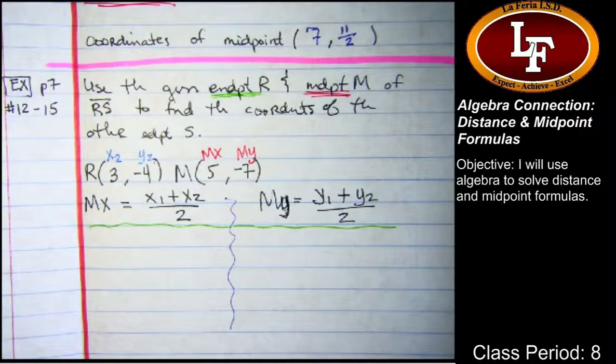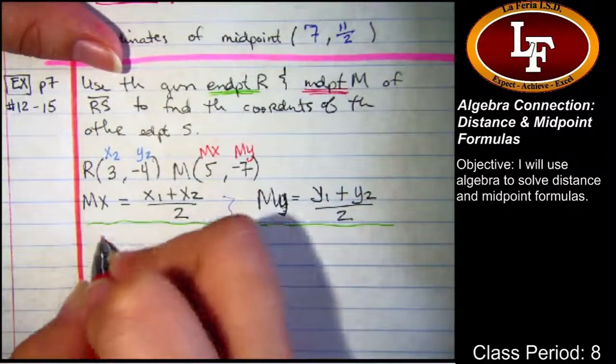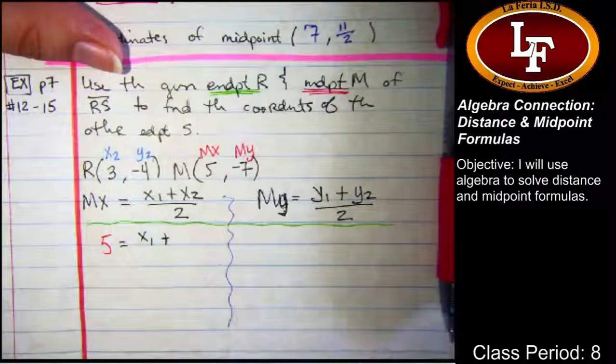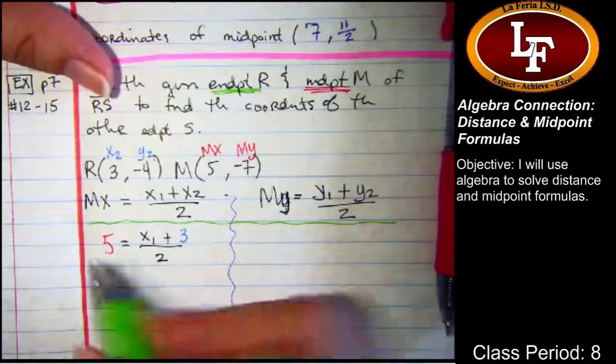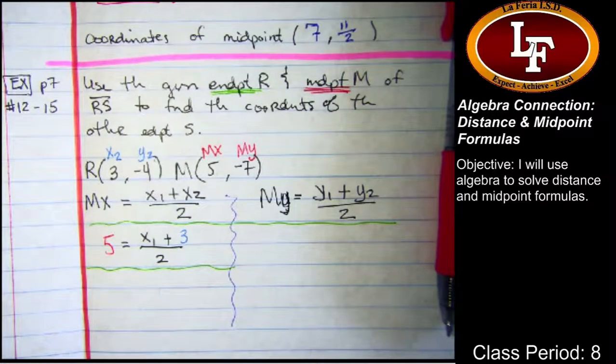I'm going to substitute now, and I'm going to replace what I have. Here I go. MX is 5. I don't have X1, but I have X2. There we go. That's what I have. Unlike the first time when I had my variable already isolated, I just had to do multiplications, divisions, just like normal number stuff. Now I have to solve for X1.